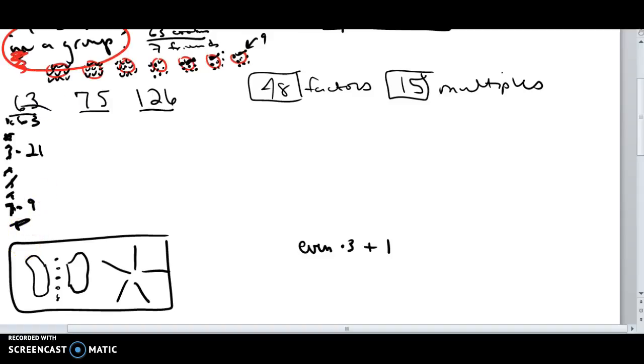And so right here I know that I have all the factors of 63 because I checked through the square root. 75, same thing. Hopefully the pen works a little bit better over here.